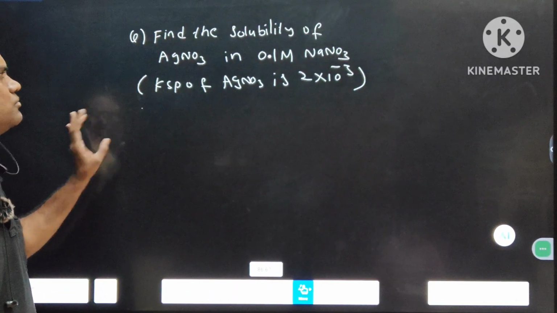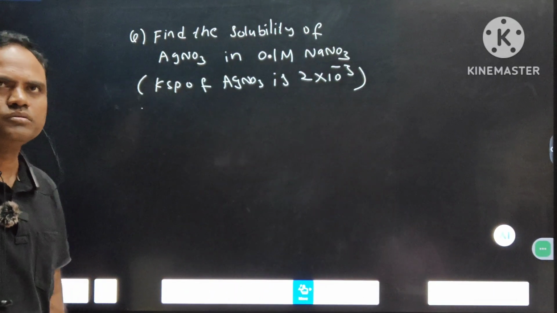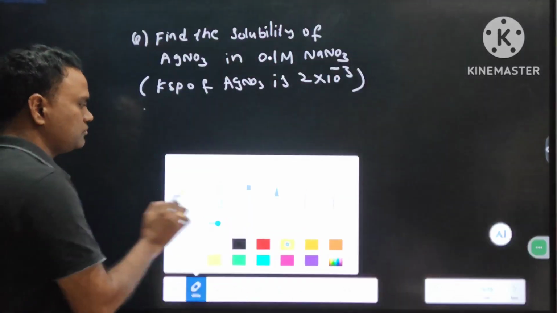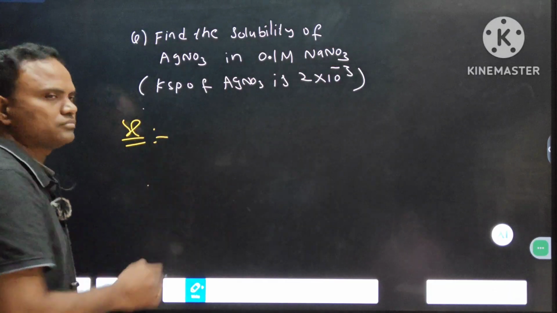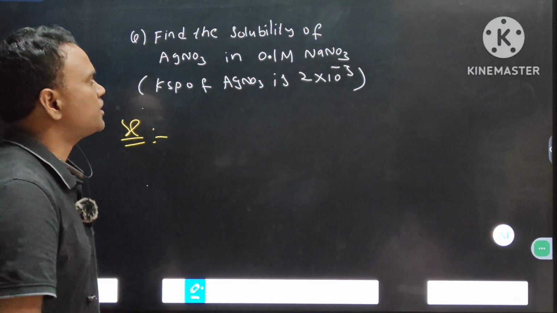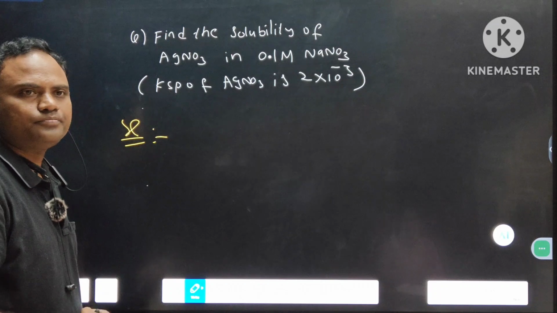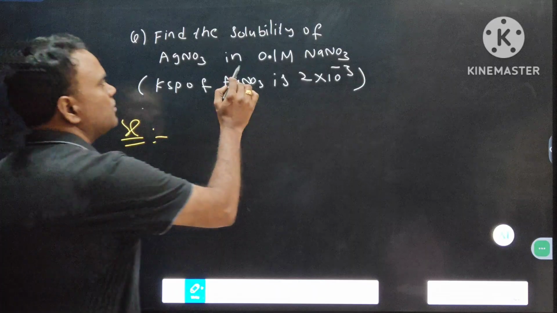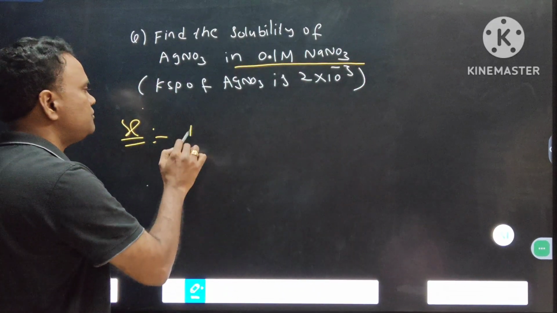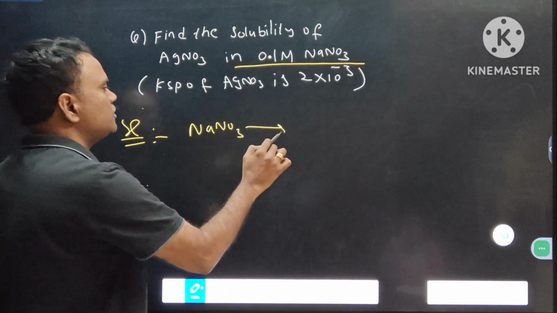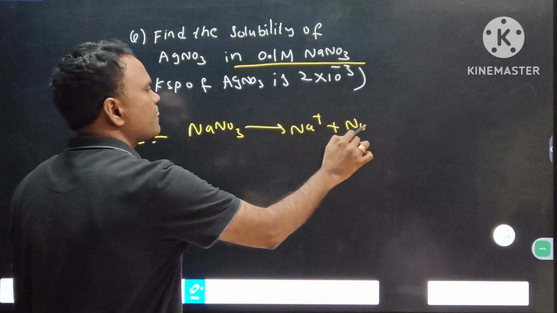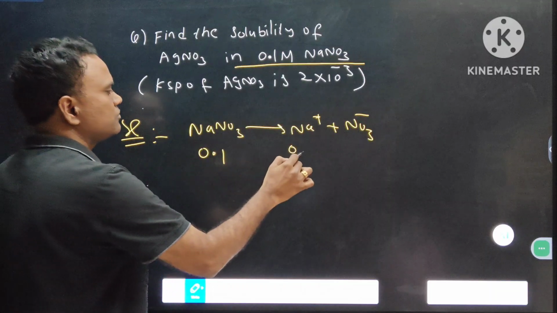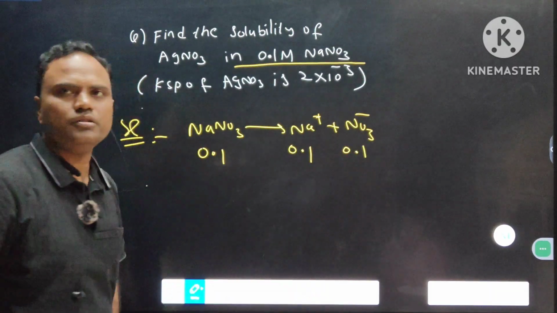Same model, everything is same. First of all, procedure: write the equation for the strong electrolyte. Which is strong here? The one in the presence. NaNO3 dissociates into Na plus and NO3 minus. Its concentration is 0.1, 0.1 and 0.1.